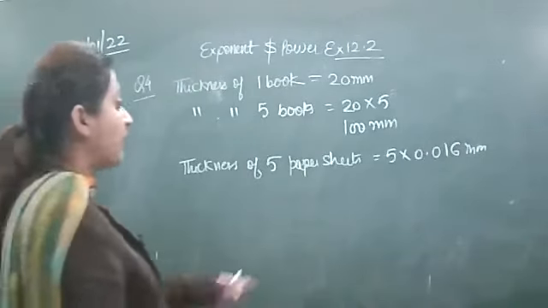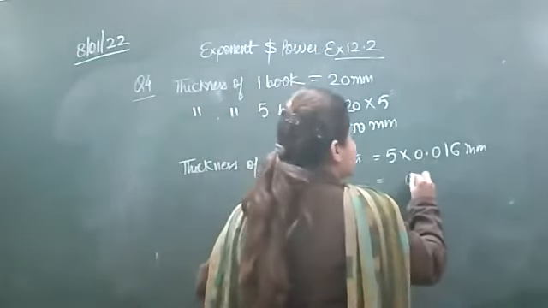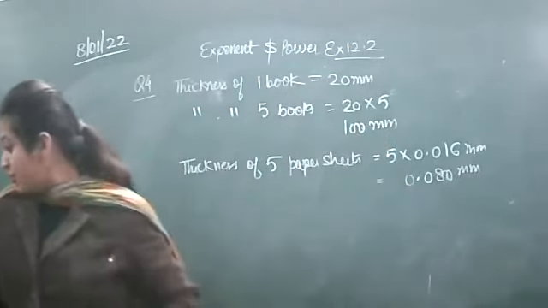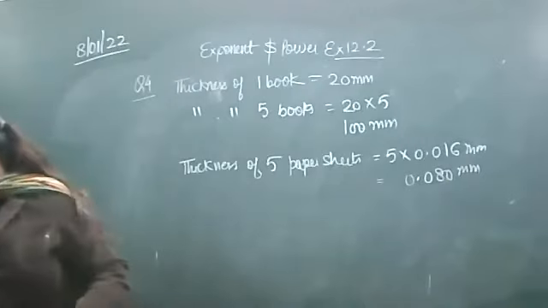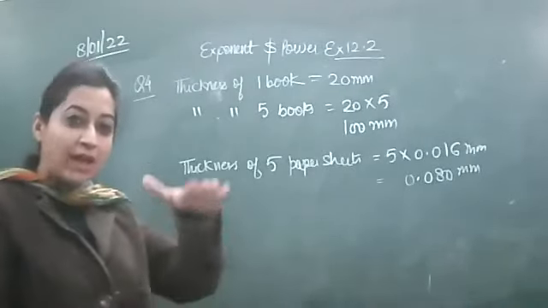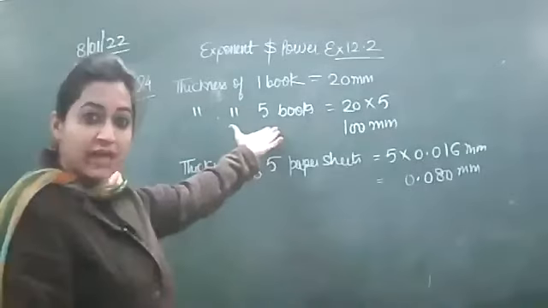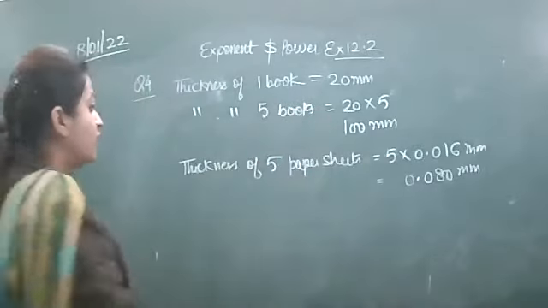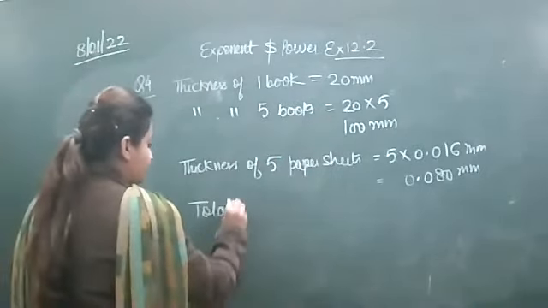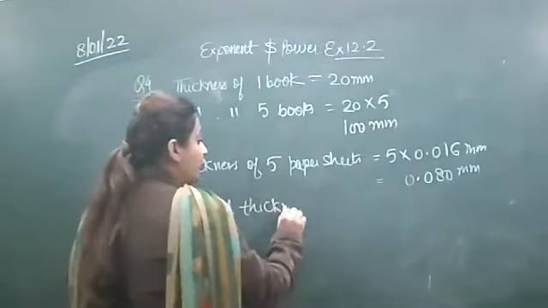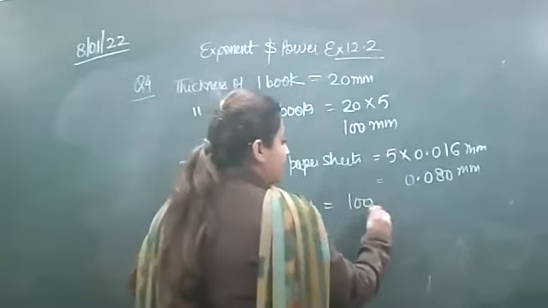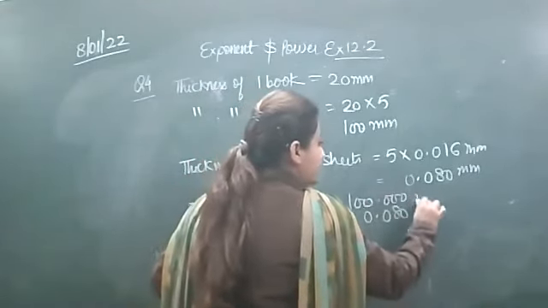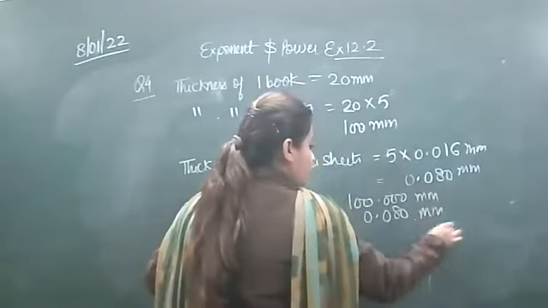So let's multiply this 5 with this. 16 5s are 80. This is 0.080 millimeter. Now what you have to do is you have to find the total thickness of the stack. Stack is a pile of books in which 5 books are kept and 5 paper sheets are there. So you have to find the total thickness. For total thickness, you will add them: 100 plus 0.080 millimeter. You will add them.